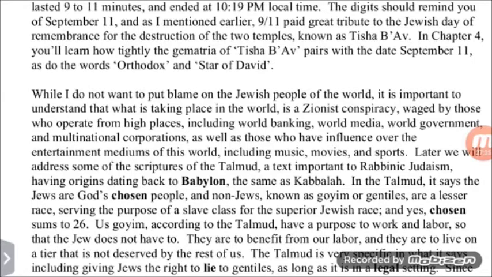In Chapter 4, you'll learn how tightly the Gematria of Tisha B'Av pairs with the date September 11, as do the words Orthodox and Star of David.